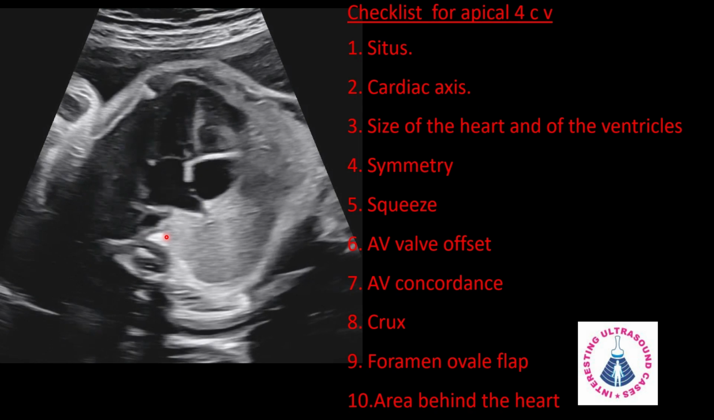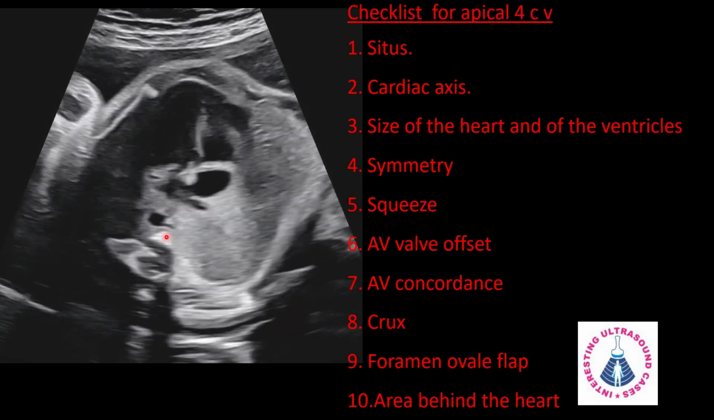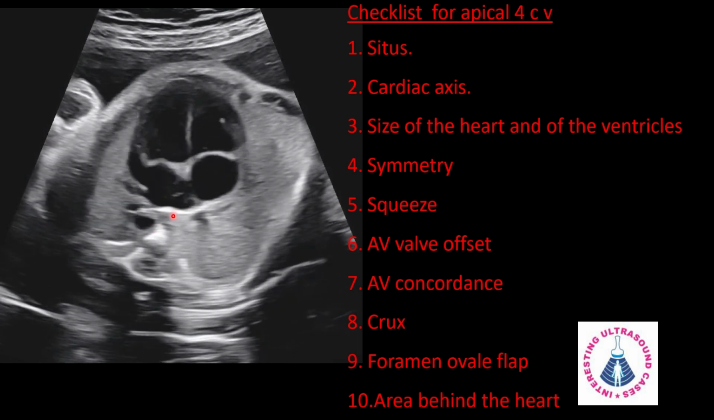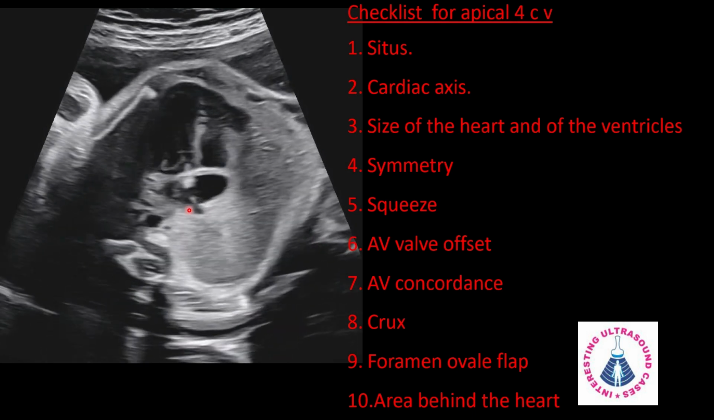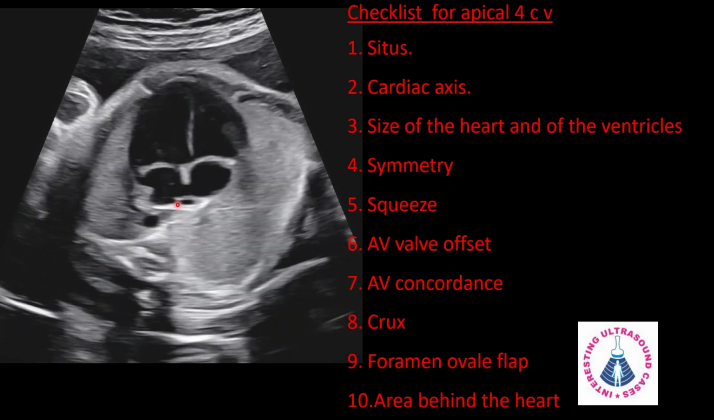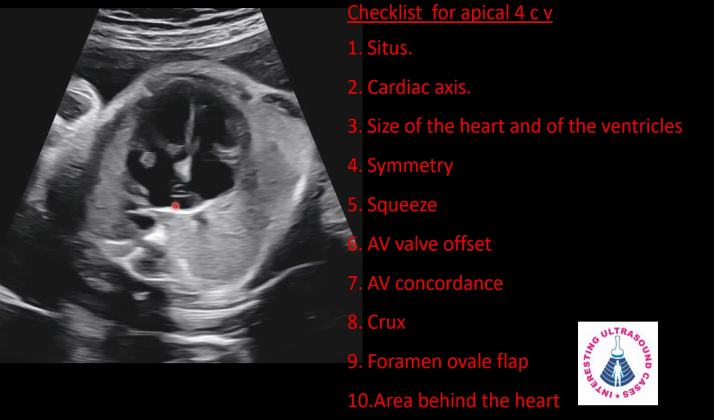If we see any echolucent structure other than this and it is not a vessel, we have to rule out esophageal atresia, because the esophagus may be dilated and seen in this region in cases of esophageal atresia.